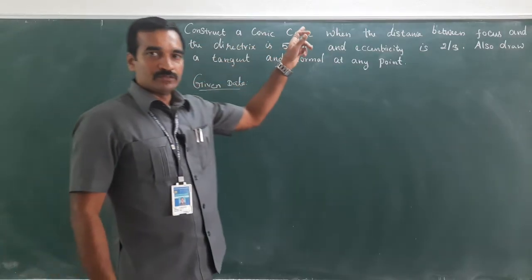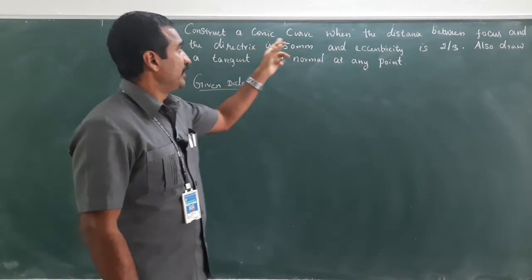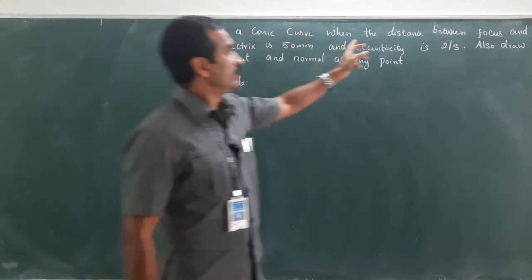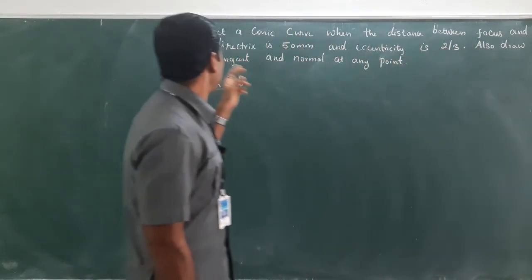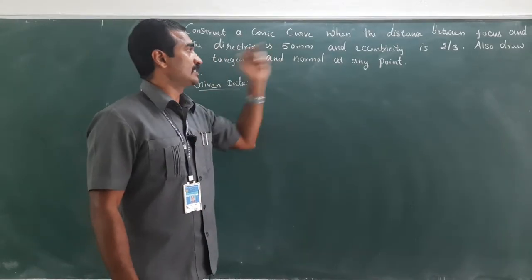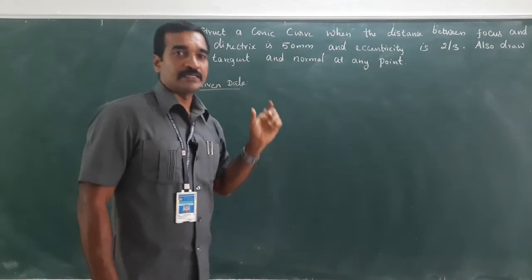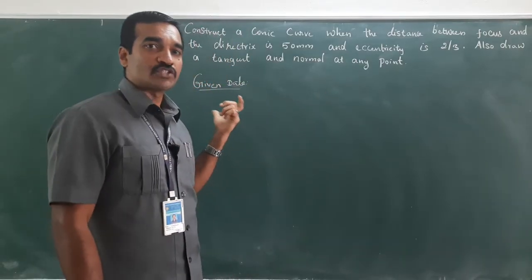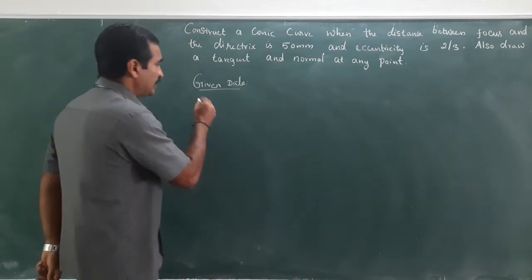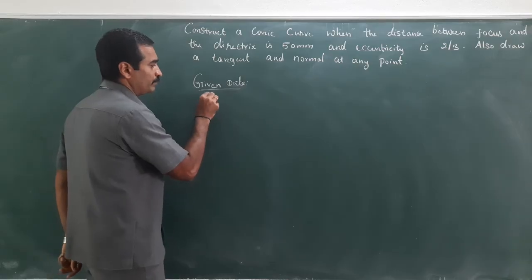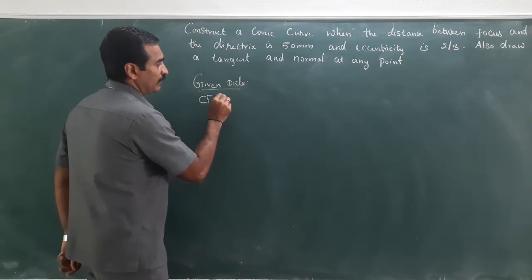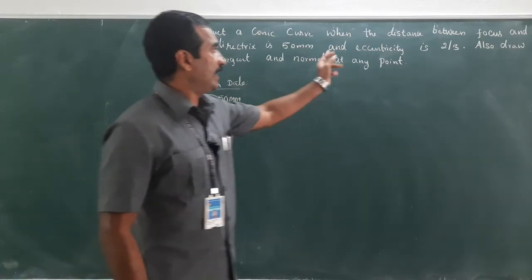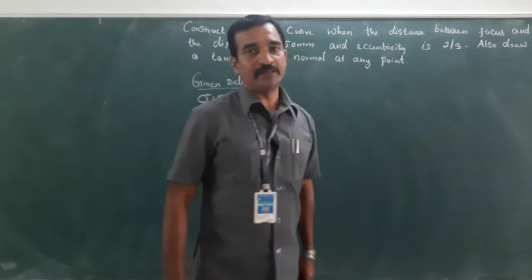Construct a conic curve. So definitely it would be either an ellipse, a parabola or a hyperbola, right? The distance between the focus and the directrix is 50 mm. That means the distance between the focus and the straight line, or directrix, which is CF, equals 50 mm, and the eccentricity is 2 by 3.